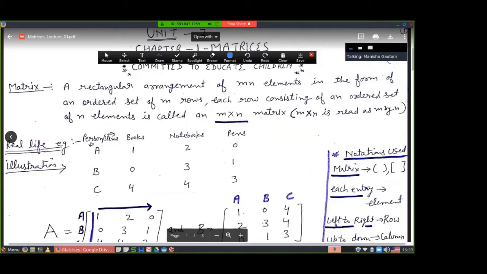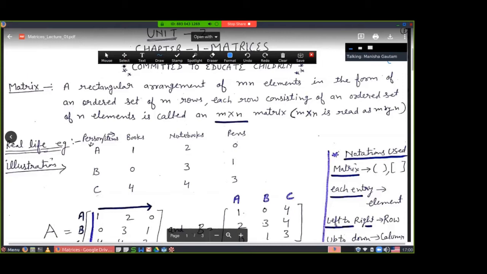Here we will discuss chapter matrices, unit 2. First of all, we will discuss the matrix definition: a rectangular arrangement of mn elements in the form of an ordered set of m rows, and each row consisting of an ordered set of n elements is called an m by n matrix, and read it as m by n. Cross is read as by. The matrix chapter we have started.